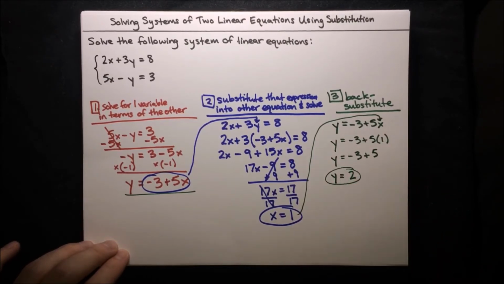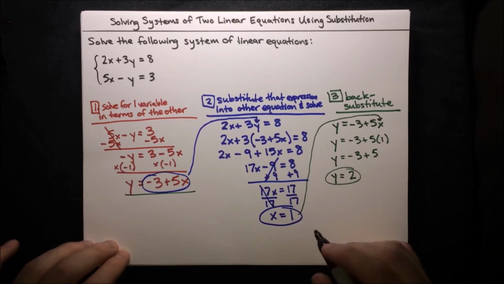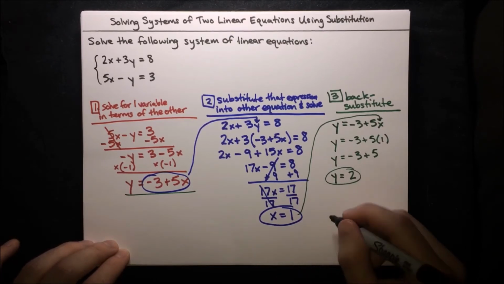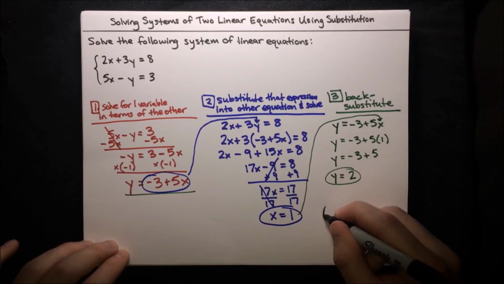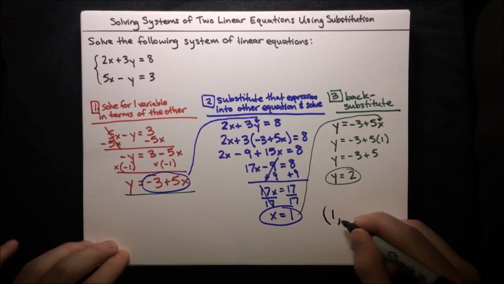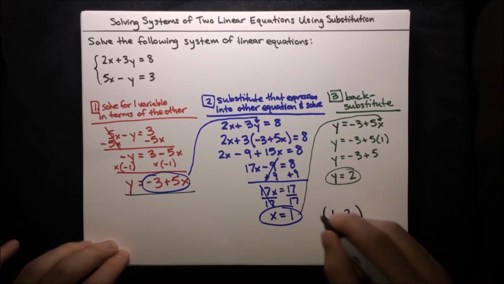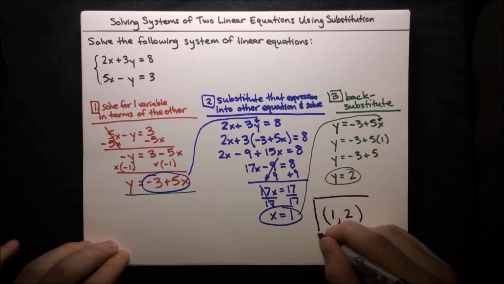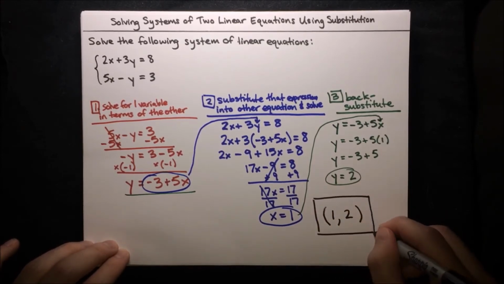So y equals 2. Now putting both of these solutions together, we have our final solution, which we can write as an ordered pair (x, y). The ordered pair, x is just 1, and then y is 2. And there we go. There is our final solution. We are completely done with this problem.